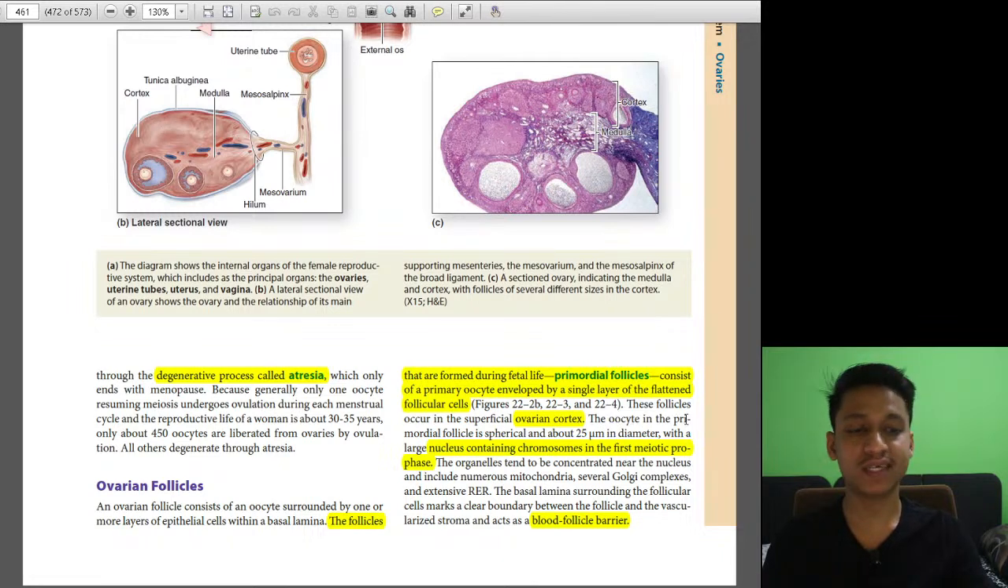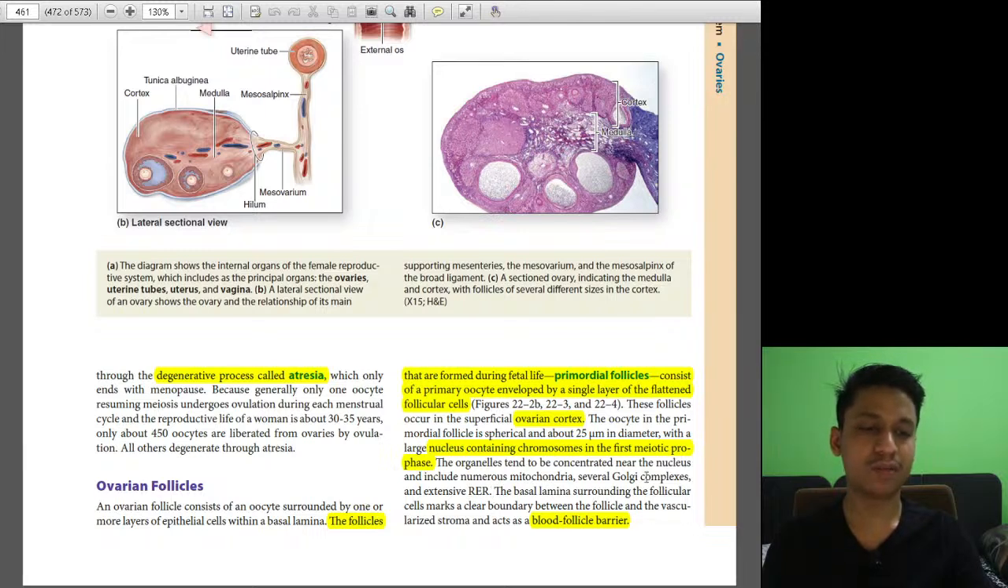The oocyte in the primordial follicle is spherical and about 25 micrometers in diameter, with a large nucleus containing chromosomes in the first meiotic prophase. The organelles tend to be concentrated near the nucleus and include numerous mitochondria, several Golgi complexes, and extensive rough endoplasmic reticulum.